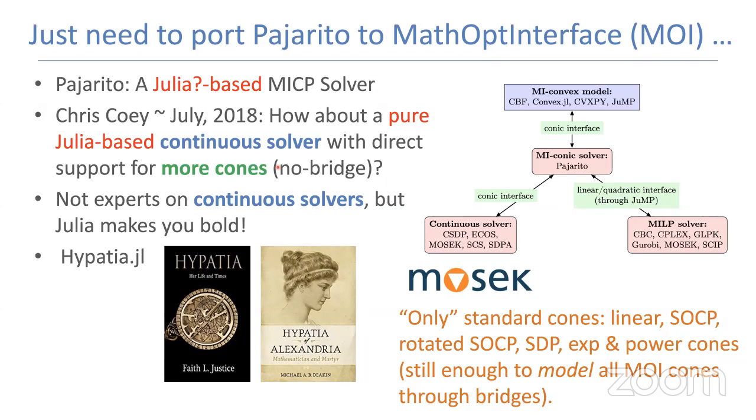And Chris named it Hypatia because Hypatia was, I guess, a Greek Egyptian mathematician who liked conic sections and actually designed an astrolabe, which is technically an analog computer. So she likes computers and cones. Perfect name for a conic optimization solver. And we started working over the years.